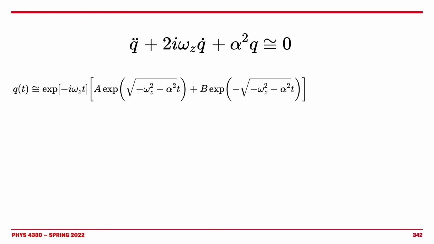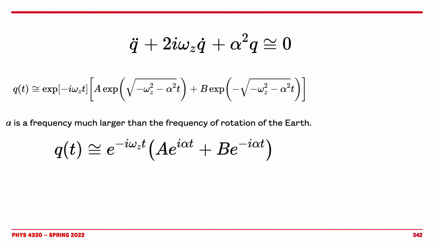Remember, omega z is of the order of 2 pi per day, right? So it's a much smaller number than alpha. And that means that the solution to this equation is essentially obtained by replacing omega z square plus alpha square by alpha square, okay? And then we do that, things simplify tremendously, and we obtain this equation, which is, of course, an equation for x and y.